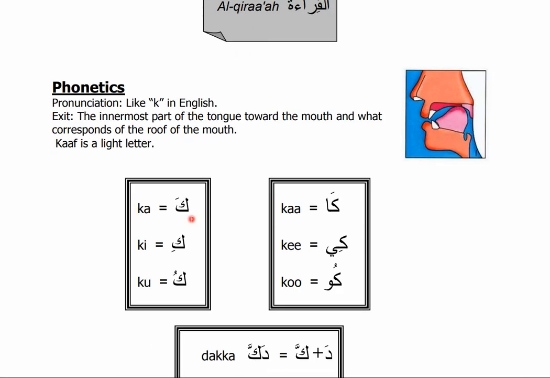Here you can see the kaf with all the short vowels and kaf with the long vowels. Now as you can see here, it is not attached to any letter, so it's in its original form. The moment it's attached to any letter, the form of the letter kaf changes. It looks like a mirror image of the English letter Z. So it more or less looks like it.